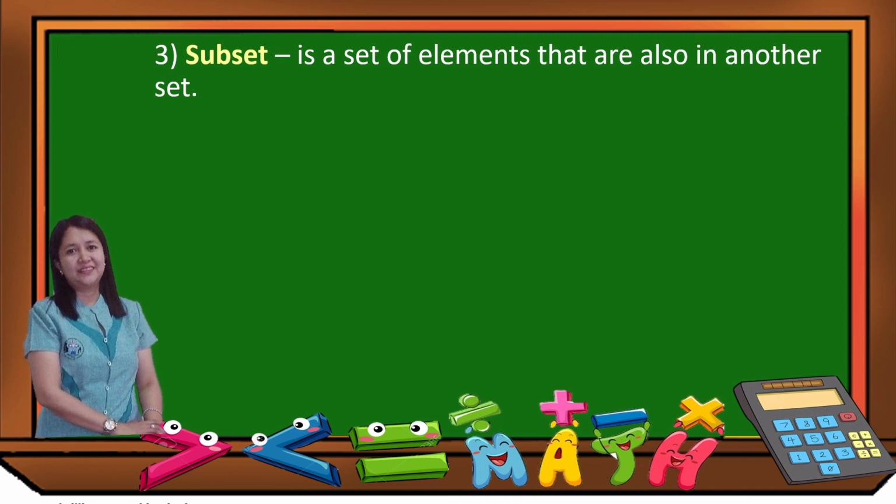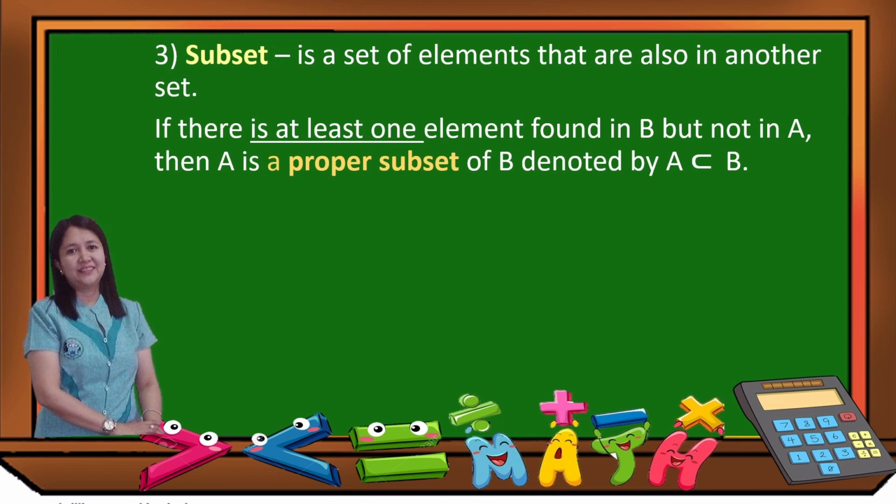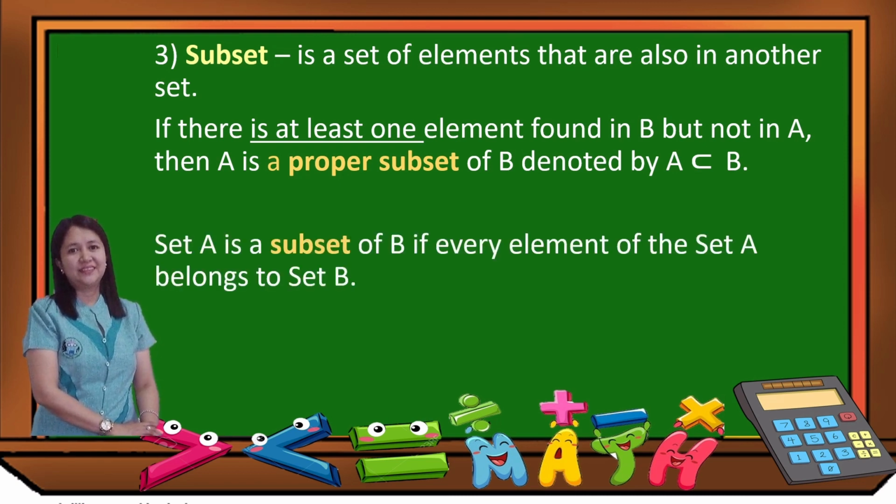Subset. It is a set of elements that are also in another set. If there is at least one element found in B, but not in A, then A is a proper subset of B, denoted by the symbol A is a proper subset of B. While set A is a subset of B, if every element of the set A belongs to set B. Did you see the difference?